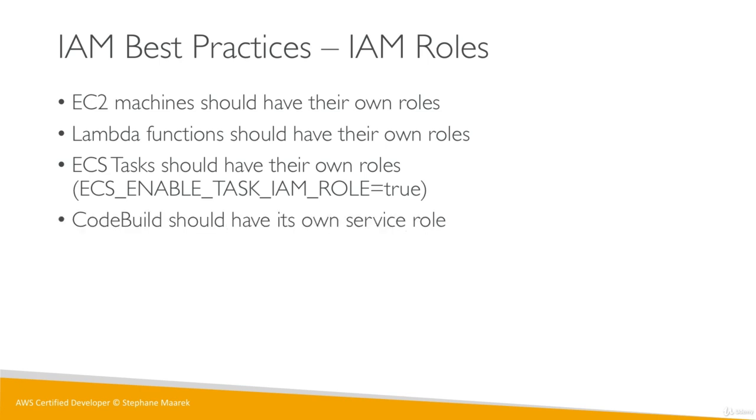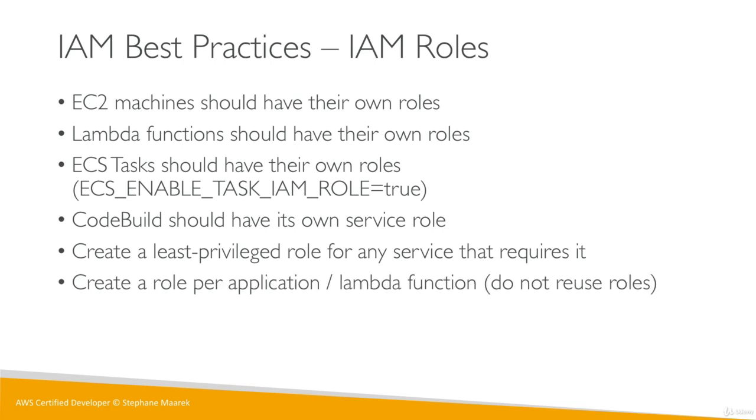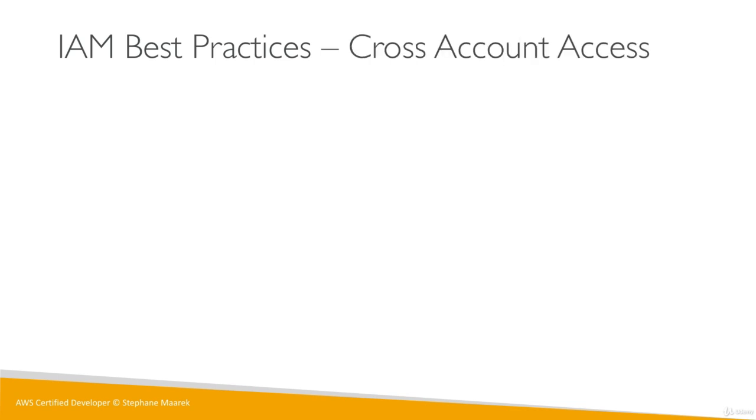CodeBuild should have its own service role, allowing you to do what it needs to do. Overall, you need to create a least privileged role for any service that requires it. Amazon runs on IAM roles, and all the Amazon services need to assume a role to be able to act. As I said, create a role per application or Lambda function. Do not reuse roles.